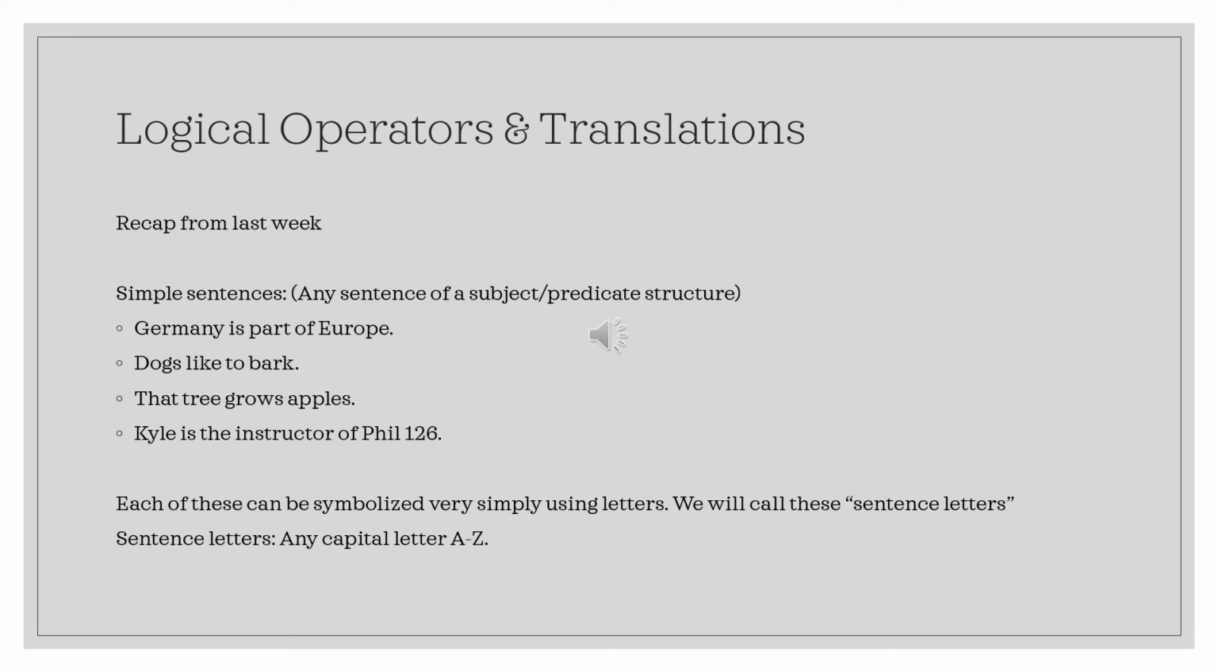Recapping what we talked a little bit about last week, we can take simple sentences, that is sentences that are of a subject-predicate structure, and we can symbolize these sentences using things that we'll call sentence letters. So simple subject-predicate sentences are things like Germany is part of Europe, right? Where Germany is the subject and being a part of Europe is the predicate. Really simple. Dogs like to bark. That tree grows apples. Kyle is the instructor of Phil 126. These are all simple sentences, subject-predicate structure, and we can symbolize these sentences using sentence letters, any capital letter A through Z. The only thing to be clear about is that simple sentences do not have any logical connectives as their parts.